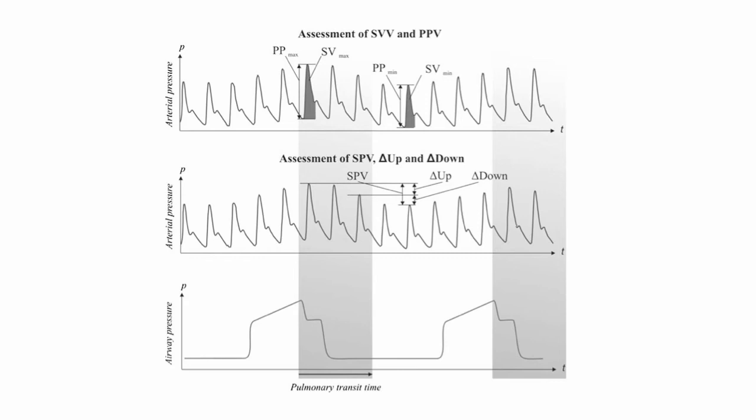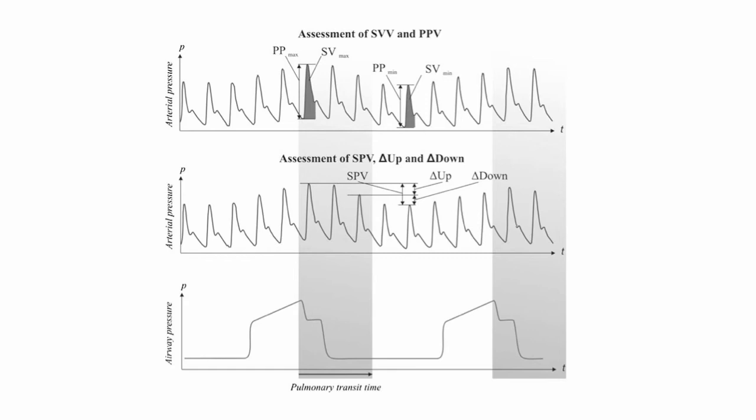If you're looking at that middle trace, compared to a baseline arterial pressure, there's what they call the delta up, which is the increase in systolic pressure during the mechanical inspiration, and then there's the delta down, which is the decrease below baseline due to the decreased delivery of blood back to the left heart at the end of, or after the end of, inspiration. The difference between those is called the systolic pressure variation, that's the SPV.